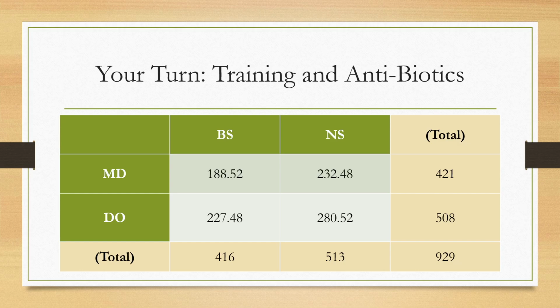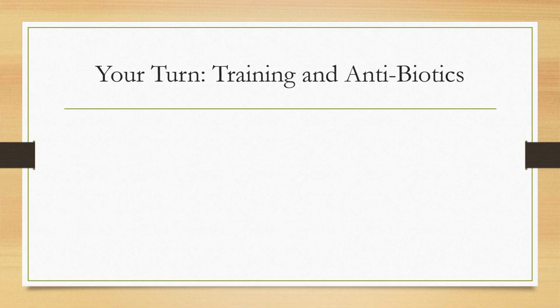Calculating my expected values, I get 188.52 MDs were expected to assign broad spectrum antibiotics, 232.48 MDs were expected to assign narrow spectrum, 227.48 DOs were expected to assign broad spectrum, and 280.5 DOs were expected to assign narrow spectrum antibiotics.